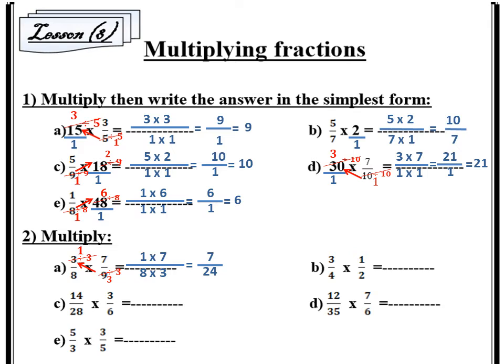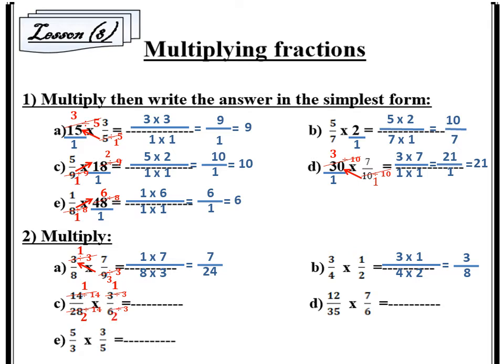final answer. 3 over 4 times 1 over 2. Let's check. 2 and 3 are prime numbers, so they are not together in any timetable. So I don't have a choice except multiplying up by up and down by down. So it's going to be 3 times 1 over 4 times 2, 3 over 8, and this is my final answer.